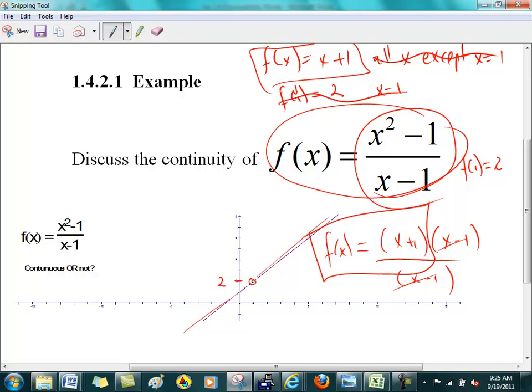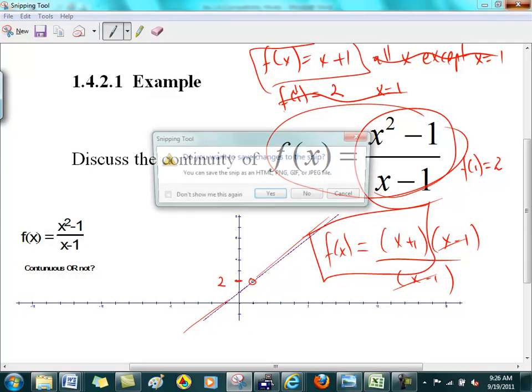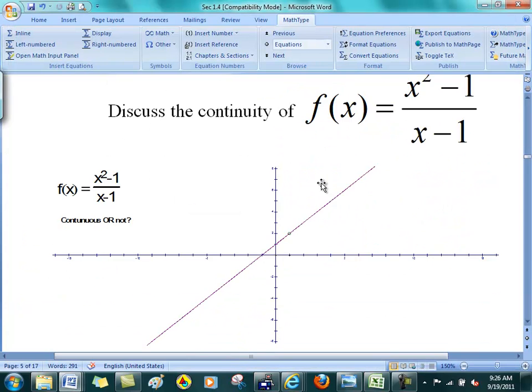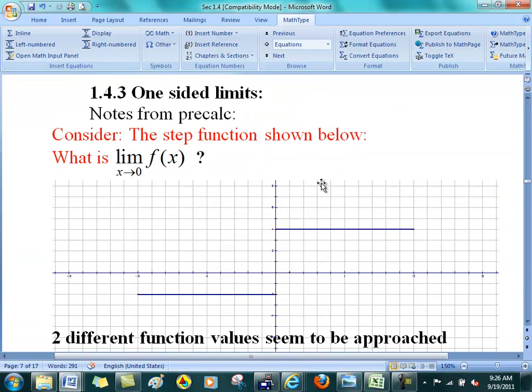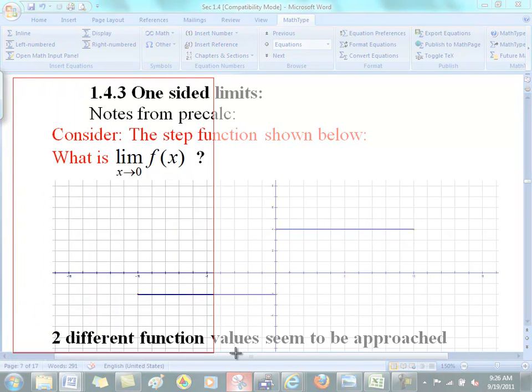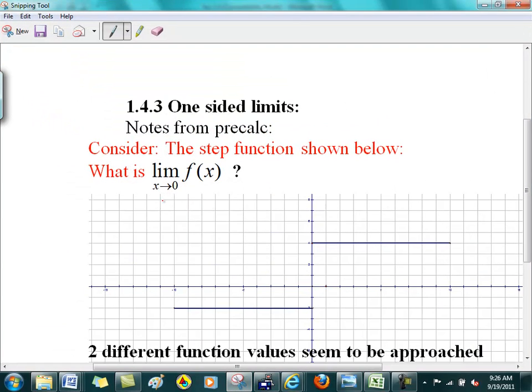Okay. Jonathan, you're here. Okay. These notes, believe it or not, are straight out of pre-calc. Straight out of pre-calc. Okay? So we're talking about one-sided limits. So far we've been talking about two-sided limits. Okay, so this is called a two-sided limit. Okay, and I'll explain to you the difference between that and a one-sided limit in a minute.